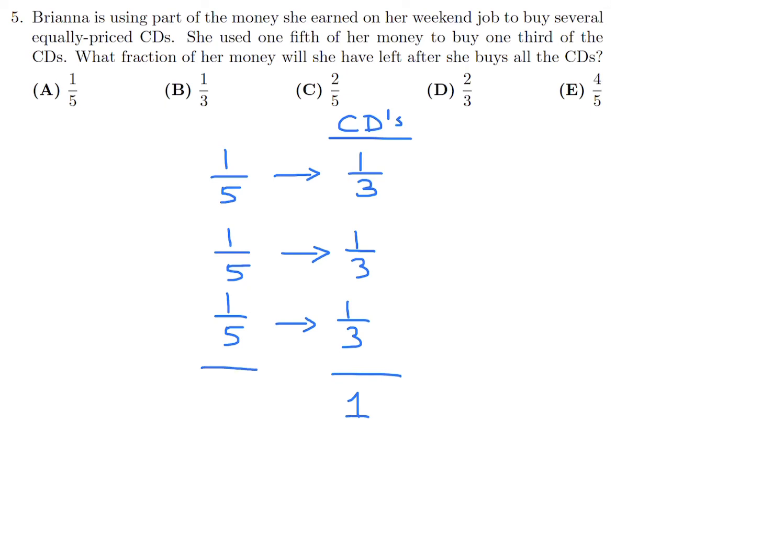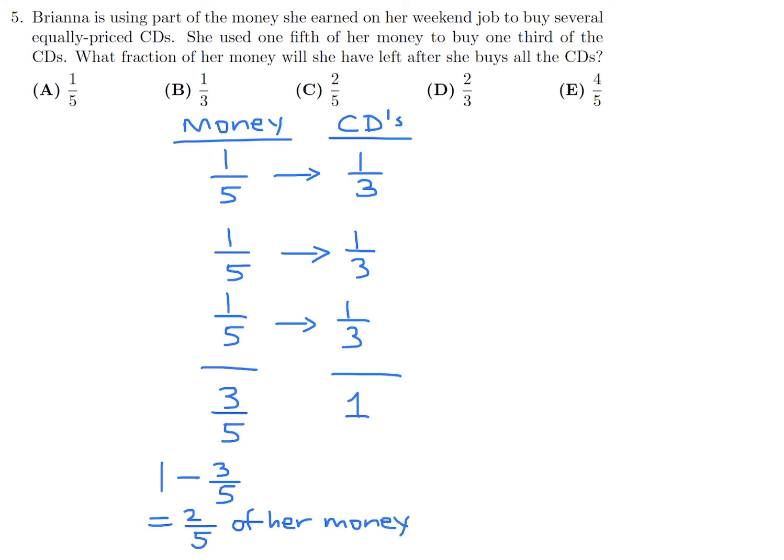And then if you add up this column, the money column, that would be 3/5 of all of her money. So she will spend essentially 3/5 of all of her money to buy all the CDs. Now what's left over? Well, 1 minus 3/5 is what's left over, and that's 2/5 of her money remaining after she purchases the CDs. So therefore, number 5, the answer is C.